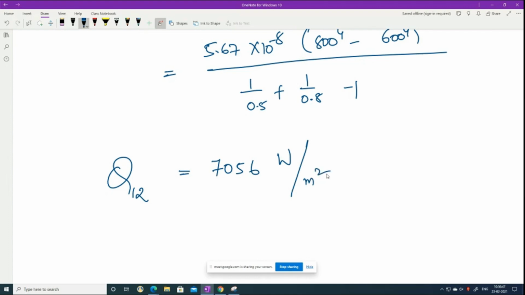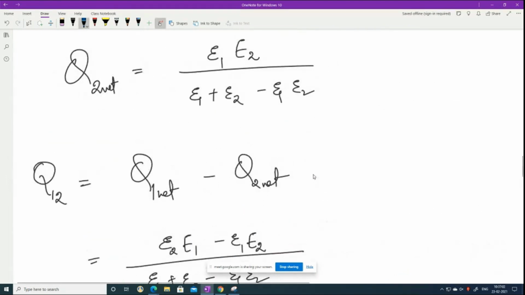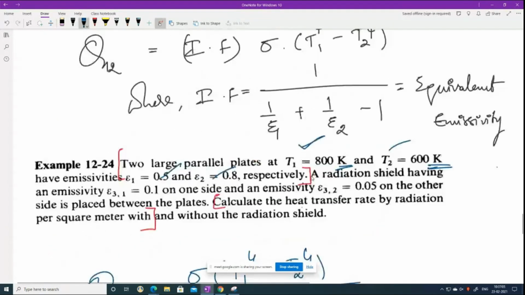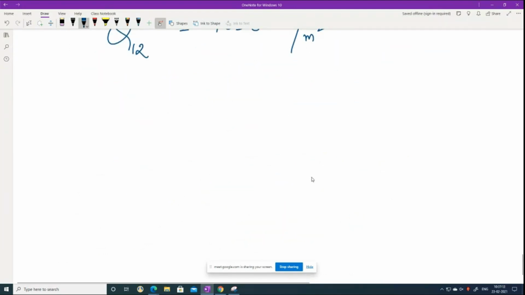Why watt per meter square? We have not taken area anywhere. If you look at this derivation, the area concept is not taken. So what is the meaning of it? You have taken per unit area. That's why the unit of this Q will be watt per meter square. This must be kept in your mind. Okay, fine. Let us go ahead and see the same concept using the radiation shield also.